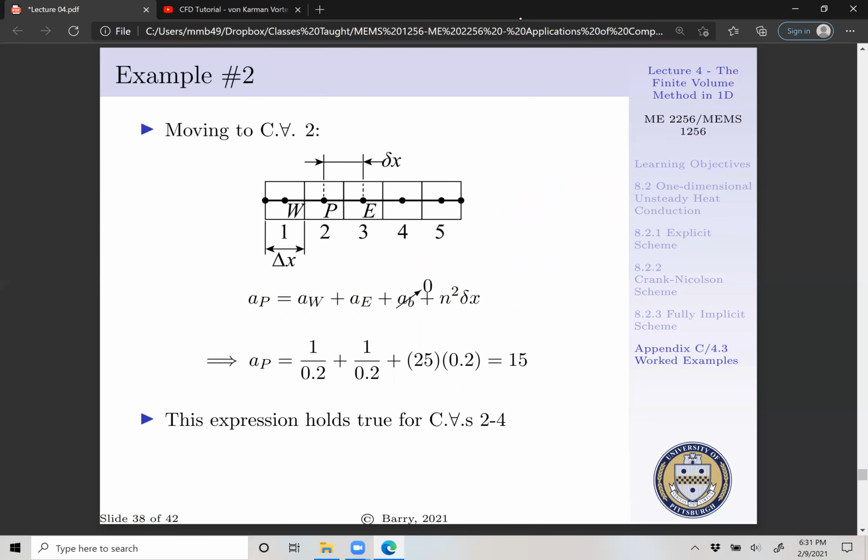Now, our second control volume, we have nothing in the boundary, so AP is equal to A west plus A east, or 1 divided by 0.2, which is 5, plus 1 divided by 0.2, which is 5, plus 25 times 0.2. I'm just going to multiply 25 times 1 divided by 5, which is plus 5, is 15.